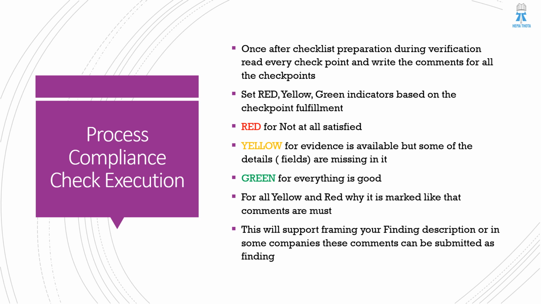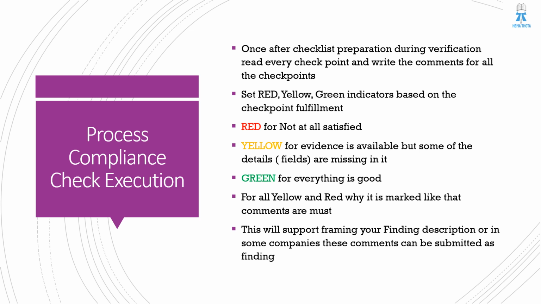Once you complete the preparation of the checklist, you need to verify each and every checkpoint in it. You need to go through it, that means read line by line, and write the comments which are applicable. Then set RYG indicators, that is red, yellow, green. Yellow can be termed as amber in some organizations, and gray will be there for the not applicable indicators, based on the checkpoint fulfillment.